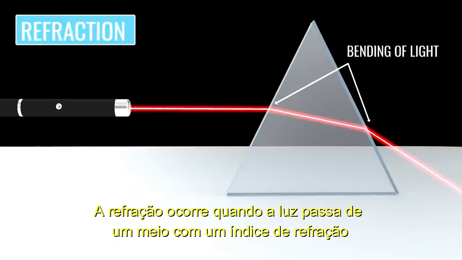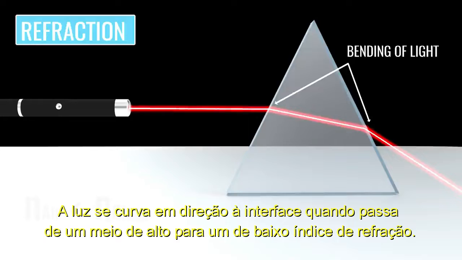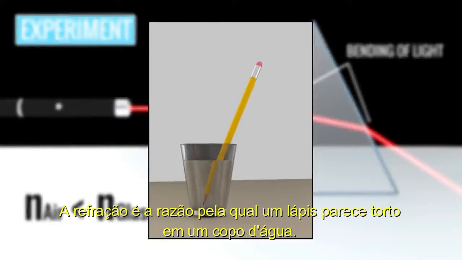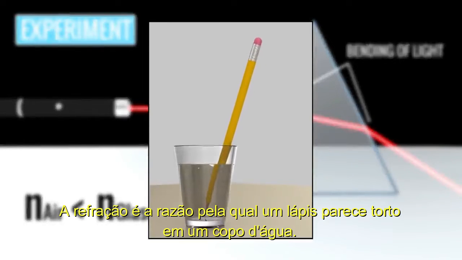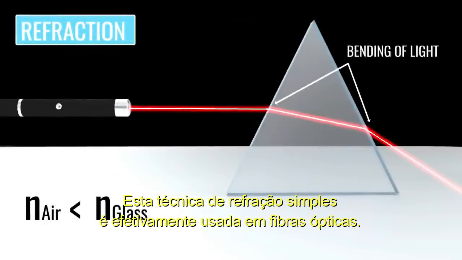Refraction occurs when light passes from a medium with one refractive index to one with another refractive index. The light bends towards the interface when it goes from a medium of high to one of low refractive indices. Refraction is the reason why a pencil looks bent in a glass of water. This simple refraction technique is effectively used in optical fibers.